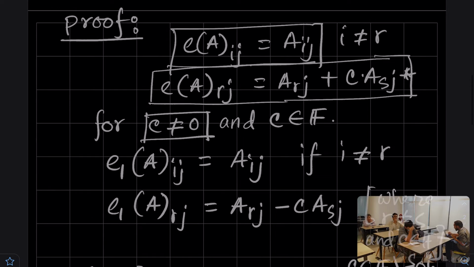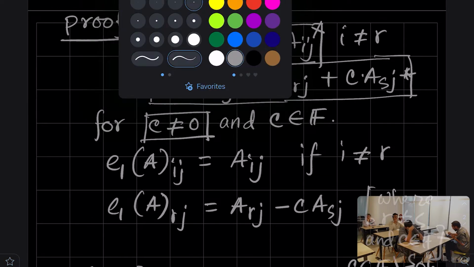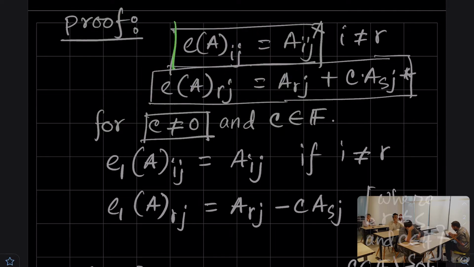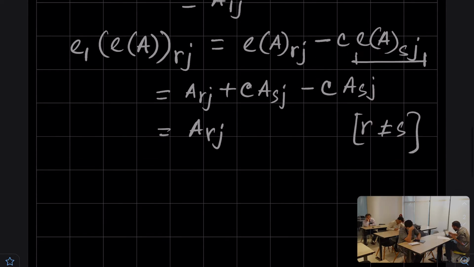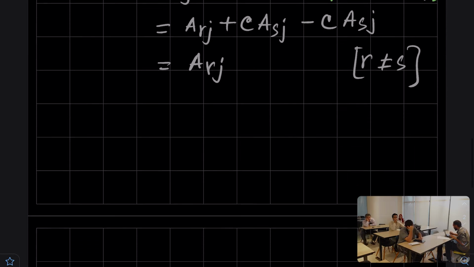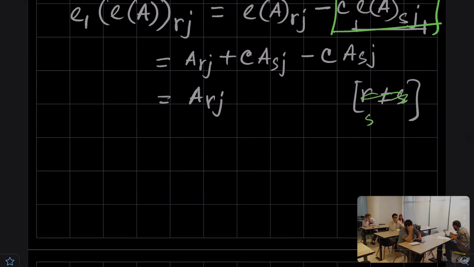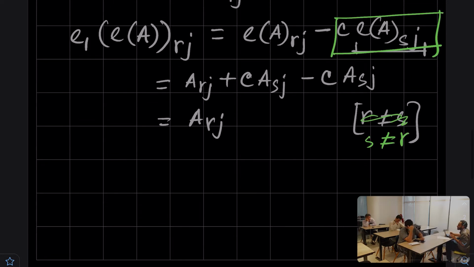So E of Aij is equal to Aij when I is not equal to R, and I use the same definition here. Since S is not equal to R, S is not equal to R. Exactly. So that's why I'm getting back my original matrix A, right?